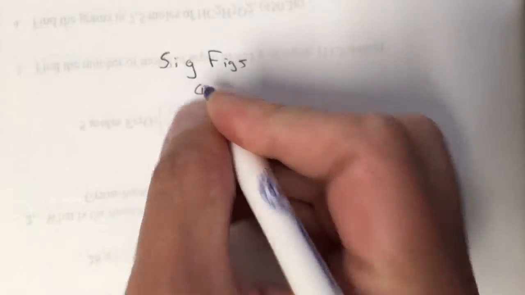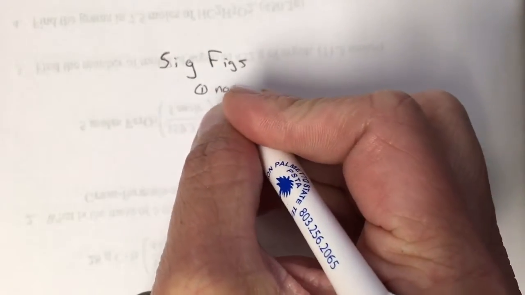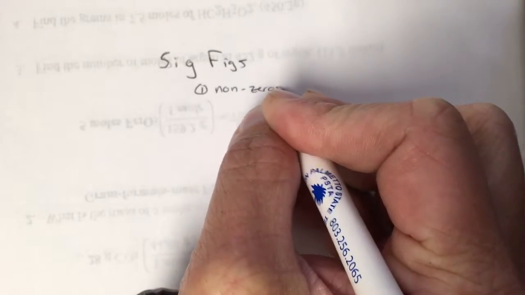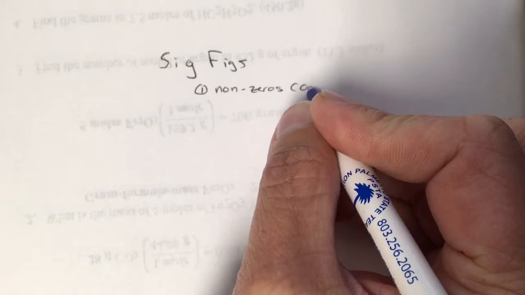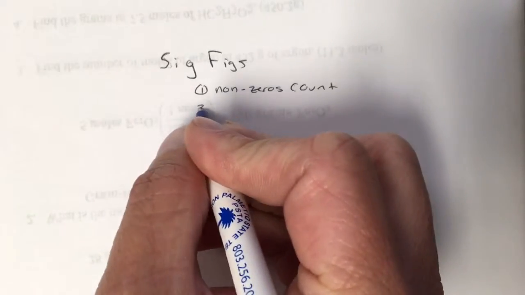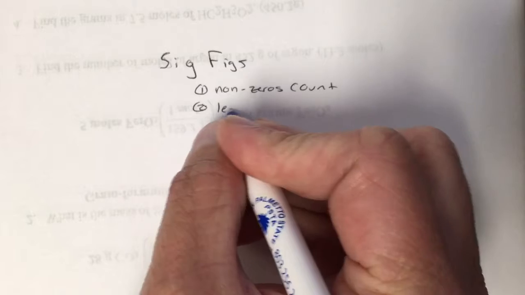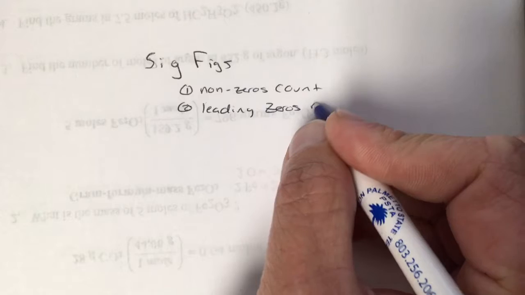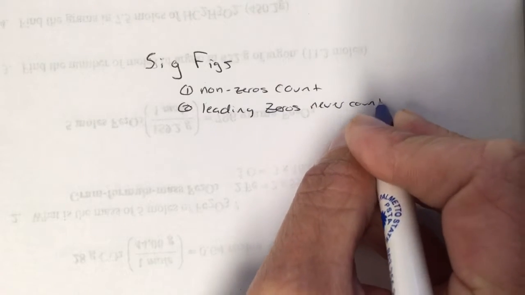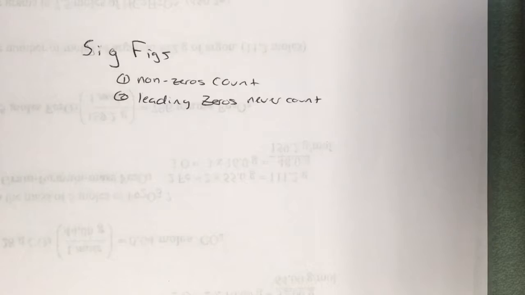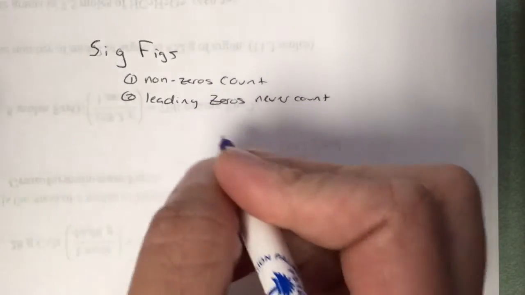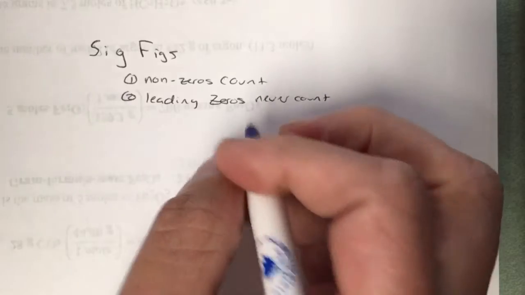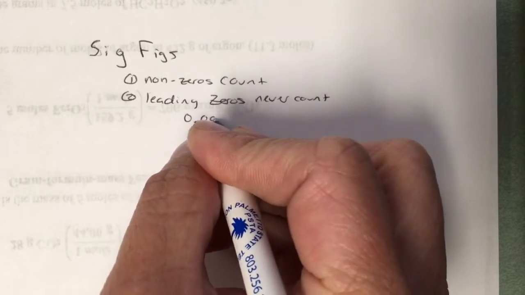And there's 4 rules. Rule number 1, non-zeros always count. Rule number 2, leading zeros never count. A leading zero is one that comes in front of the first non-zero integer. You're most likely to see them in decimal values like this. These zeros are leading zeros. They don't count.